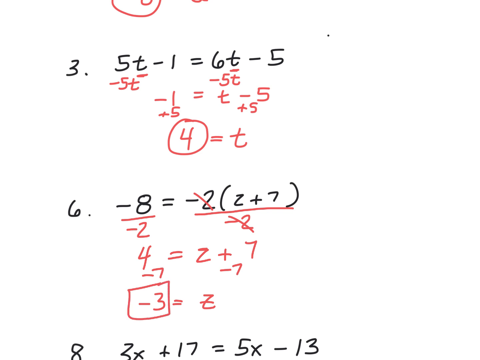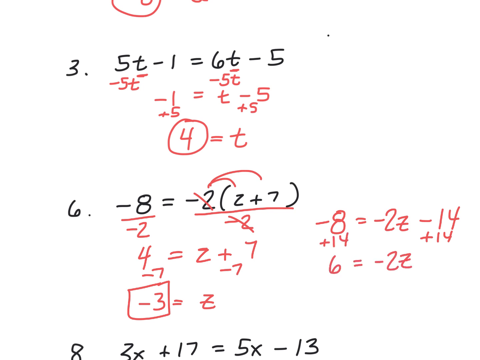which we'll check. Now, some of you might think, hey, can I distribute that negative 2? Yes, you can. You could distribute that using the distributive property. I have negative 2z minus 14. And then I would undo this subtraction first by adding 14. And then I would undo the multiplication by dividing by negative 2. And I would get z to be negative 3 also. So both ways, perfectly fine there.